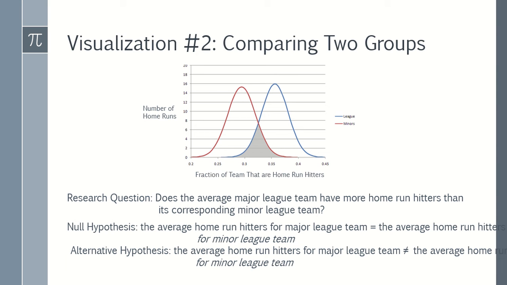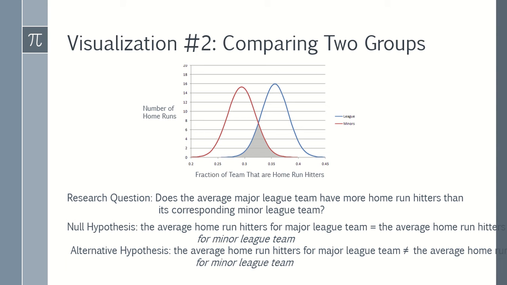To be able to statistically test it, we can formulate the following hypothesis. In terms of the null, we can say that the mean for major league teams equals the mean for minor league teams. The alternate hypothesis would be that the mean for major league is different than the mean for minor league. If we are able to reject the null hypothesis, that would mean that we can conclude that the mean is different for major and for minor league.